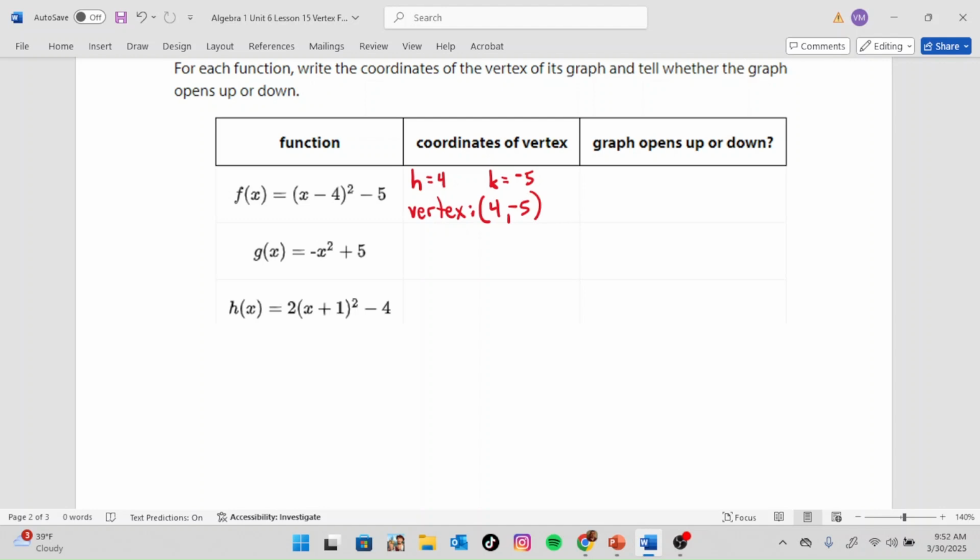Now they want to know if the graph opens up or if it opens down. In this case, a, since we don't see a number, equals 1 and is positive. Because it's positive, that means it opens upward.